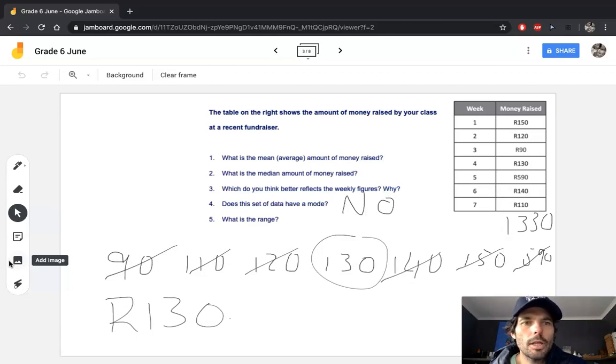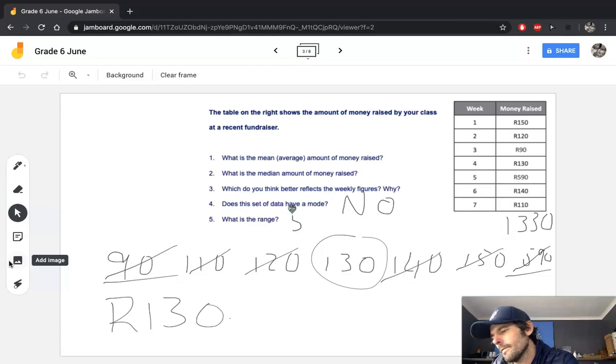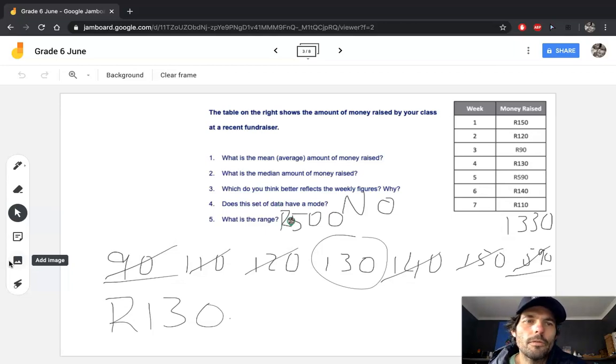Your last question there is, what is the range? So we look for the highest value, which is 590, the lowest value is 90, and we know that 590 minus 90 is 500. So that is going to be the range of that set of data.